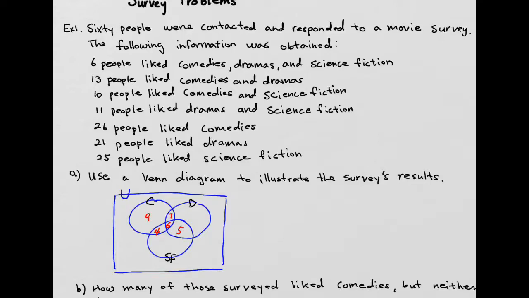Then the next one says 21 people like drama. So for drama, the whole circle has to be 21. And you already used 7, 6, and 5. When you subtract 7, 6, 5 from 21, you get 3. And it says 25 people like science fiction. So the whole circle has to be 25. But you already used 4, 6, 5. When you subtract that, you get 10 remaining.